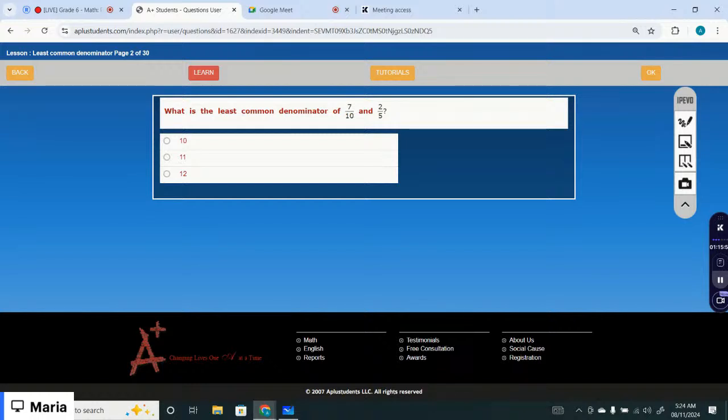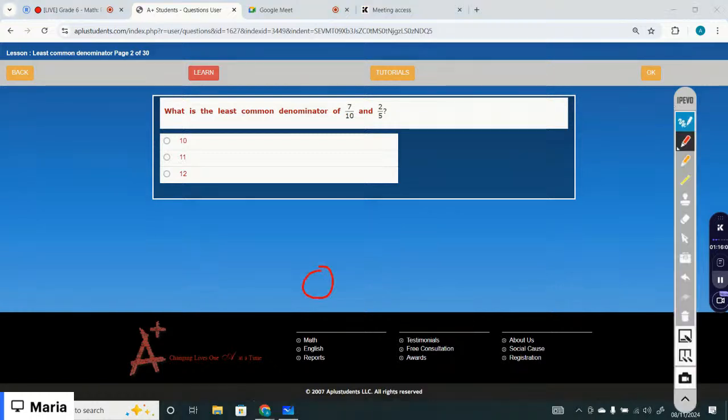what is the least common denominator of 7 over 10 and 2 by 5? So look at the denominators, they are 5 and 10, right? Write down the prime factors of 5. 5 times 1 is 5. The prime factors of 10 are 5 times 2. So the common factor for both the numbers is 5 and the non-common number is 2. So 5 times 2 is 10. The correct option is 10.